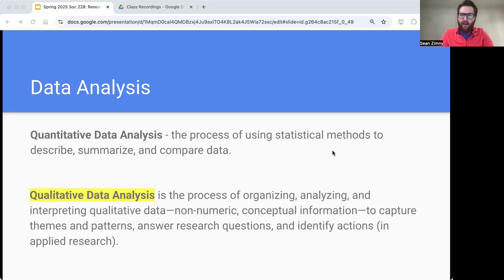And qualitative data analysis is the process of organizing, analyzing, and interpreting qualitative data. So remember, qualitative data is that non-numerical, conceptual information. And what we're trying to do here in qualitative data analysis, and what it says up there, is to capture themes and patterns, answer our research questions, and identify actions such as in applied research. And this relies on interpretation and various forms of analysis, not like using SPSS and stats, but a different type of analysis that we'll talk about.